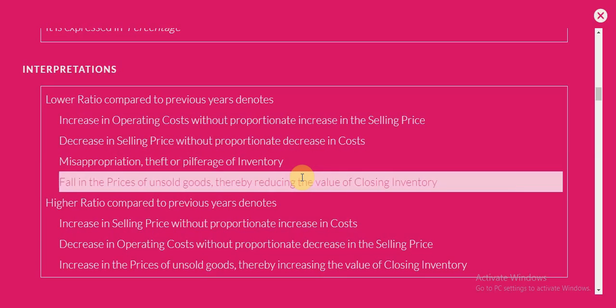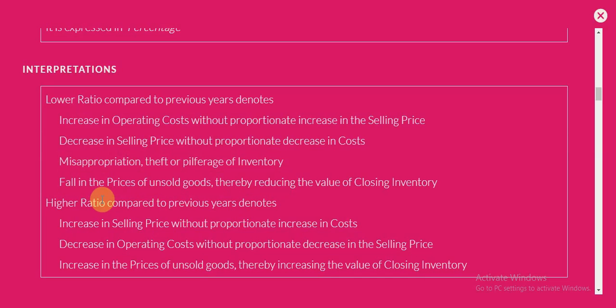And one more reason could be a fall in the prices of unsold goods, thereby reducing the value of closing inventory. This is also an obvious reason, because when there is a reduction in the price of closing inventory, the value of closing inventory will come down. When the value of closing inventory comes down, the GP comes down. When GP comes down, GP ratio also reduces.